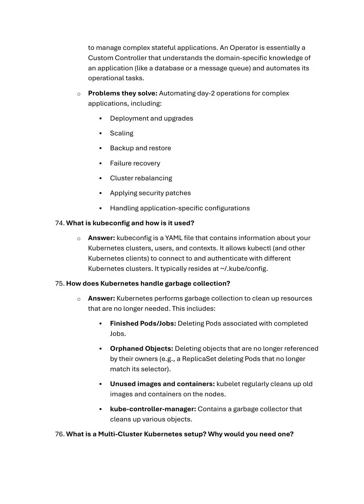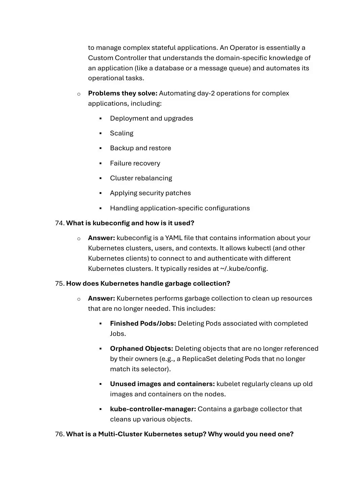75. How does Kubernetes handle garbage collection? Answer. Kubernetes performs garbage collection to clean up resources that are no longer needed. This includes finished pods, jobs, deleting pods associated with completed jobs, orphaned objects, deleting objects that are no longer referenced by their owners, for example, a ReplicaSet deleting pods that no longer match its selector. Unused images and containers. Kubelet regularly cleans up old images and containers on the nodes. Kube Controller Manager contains a garbage collector that cleans up various objects.